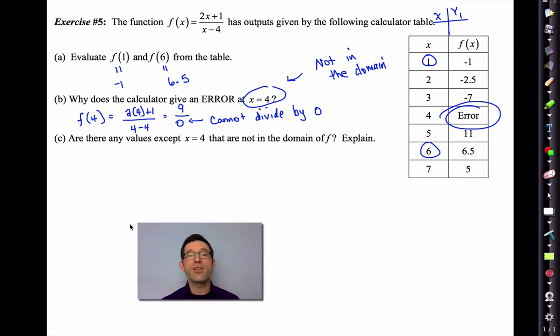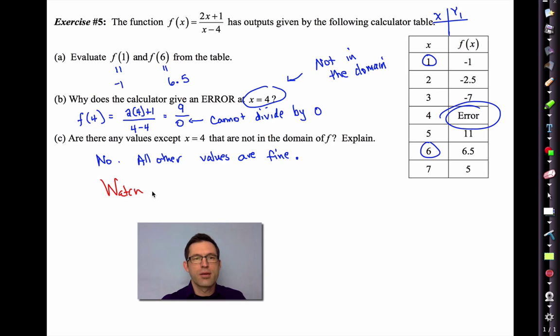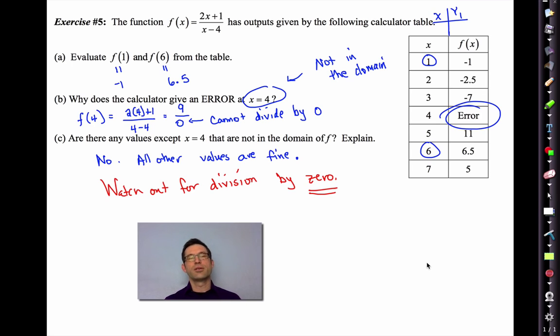Now letter C says, are there any values except x equals 4 that are not in the domain of f? Explain. No. All other values are fine. But we have to worry about division. Okay, so watch out. Watch out for division by 0. You just can't do it. Never can divide by 0. All right? So I'm going to clear this out. Pause the video again if you need to.